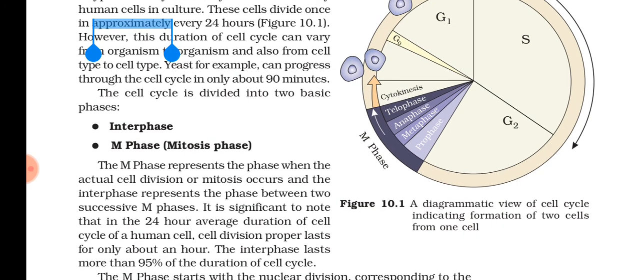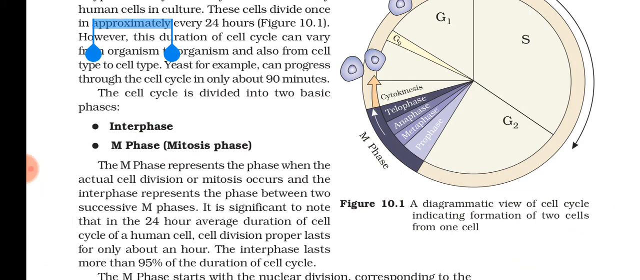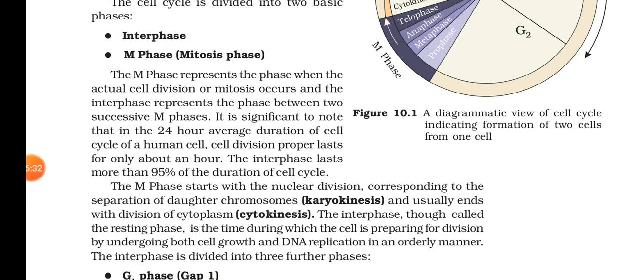Cell cycle can be divided into two basic phases, that is interphase and the M phase. What are they? Interphase and M phase are the two stages. Interphase is not where the division happens; it is the resting stage, you can say, where the components of the cell get multiplied. Interphase is also known as the resting phase.